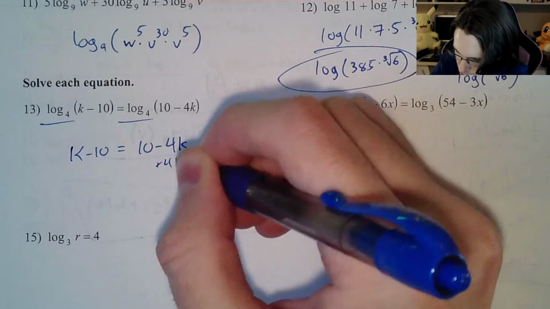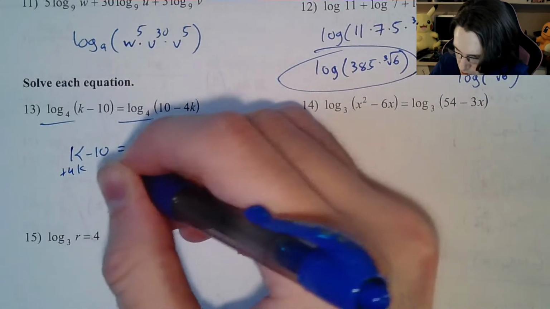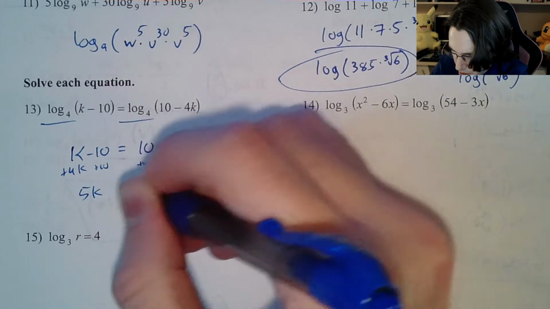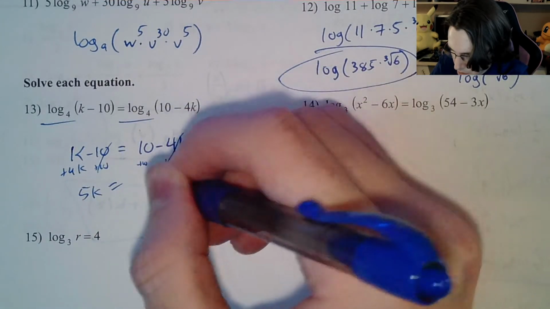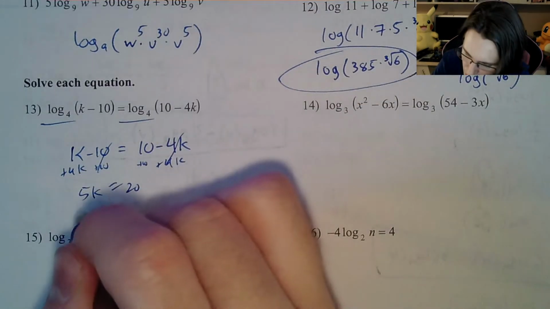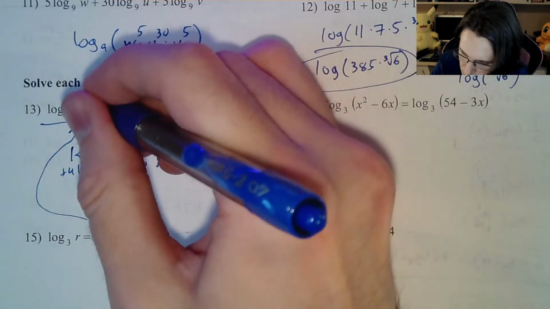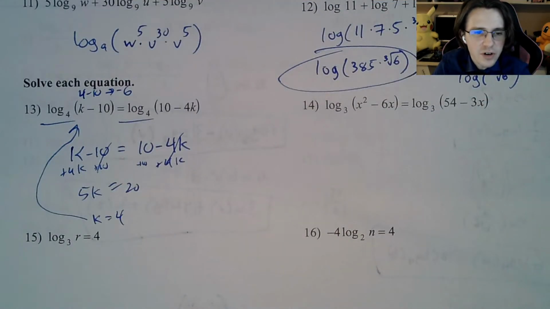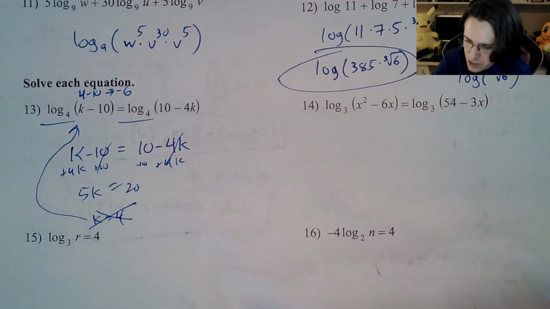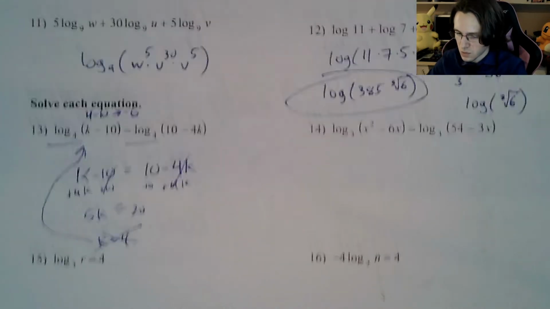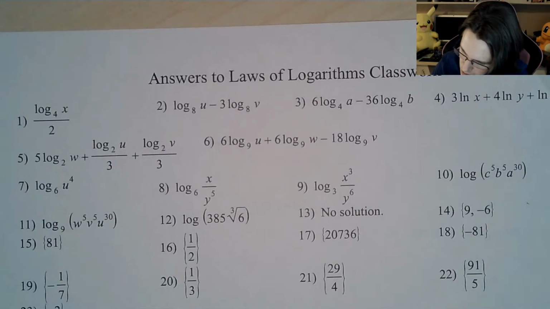So we got to add 4k to both sides. Add 10 to both sides. So we end up with 5k equal to 20. So we got k is equal to 4. But if you plug k back into the original here, you end up with 4 minus 10, which is -6. Because of that, there is no solution. This is not an answer to the problem. You're not allowed to plug in negatives. So yeah, no solution. I'm really hoping the answer key said no solution too. It did. Very good.